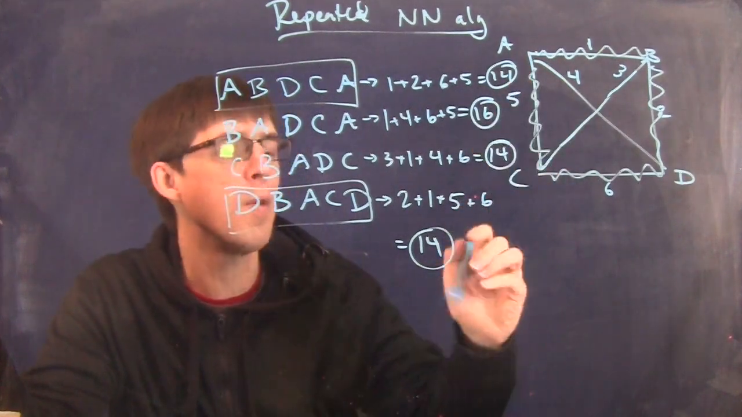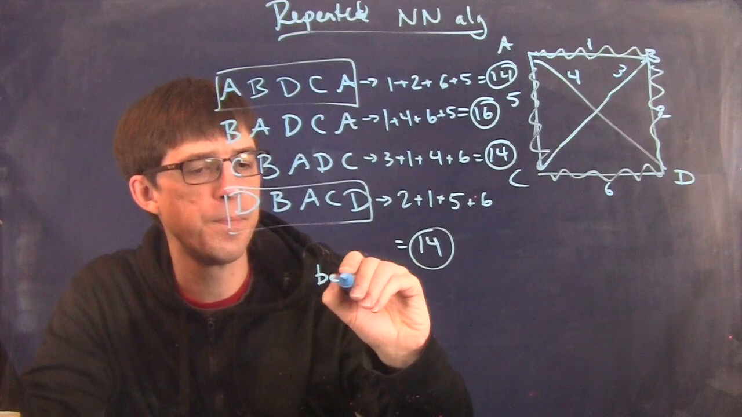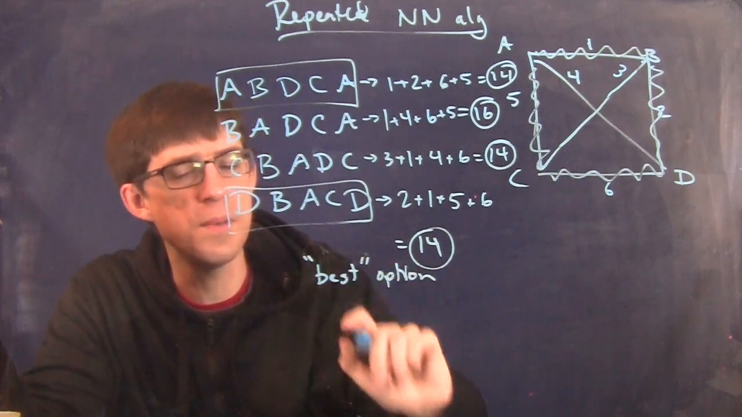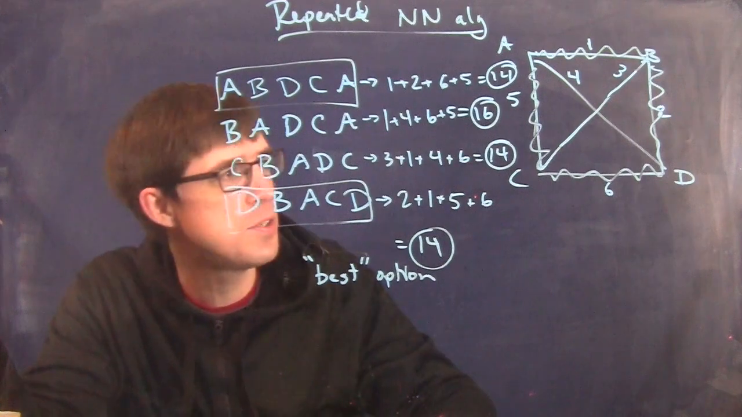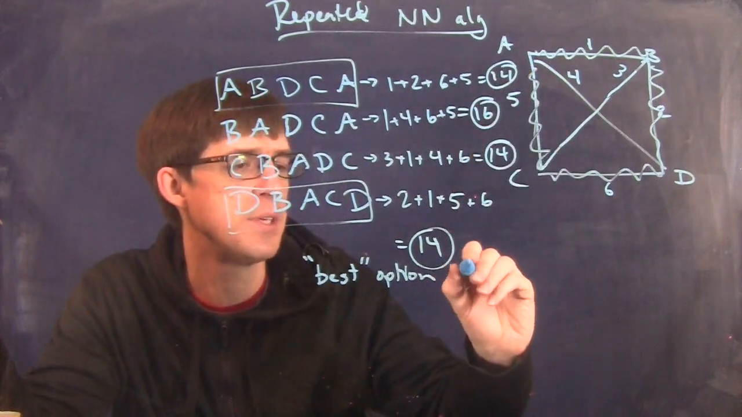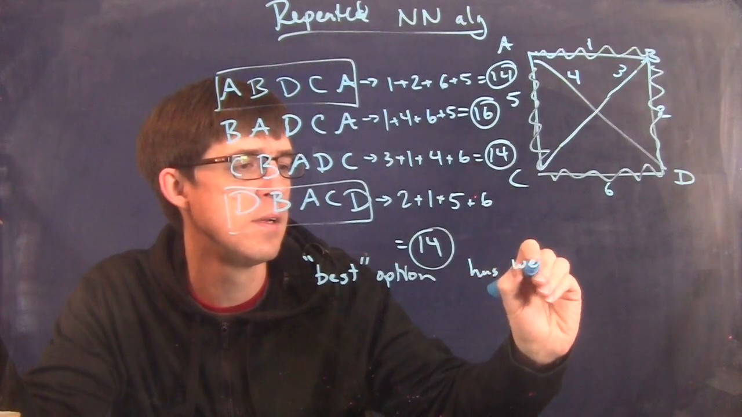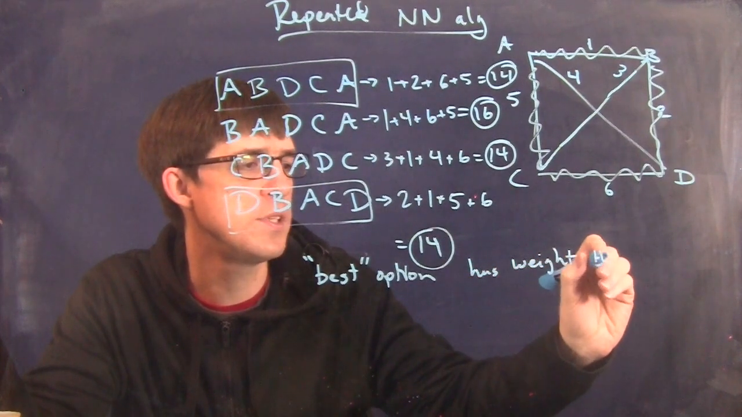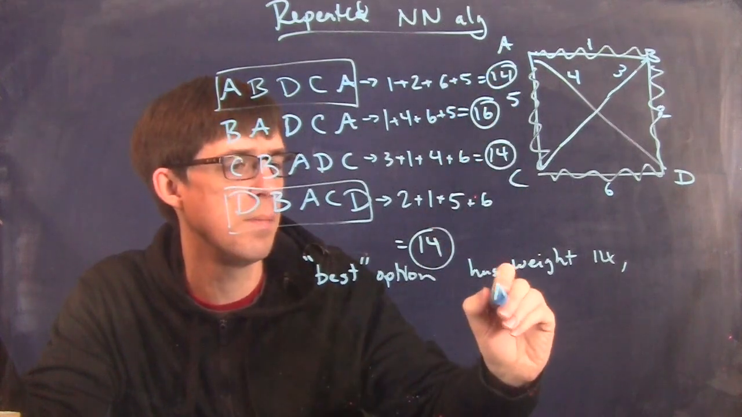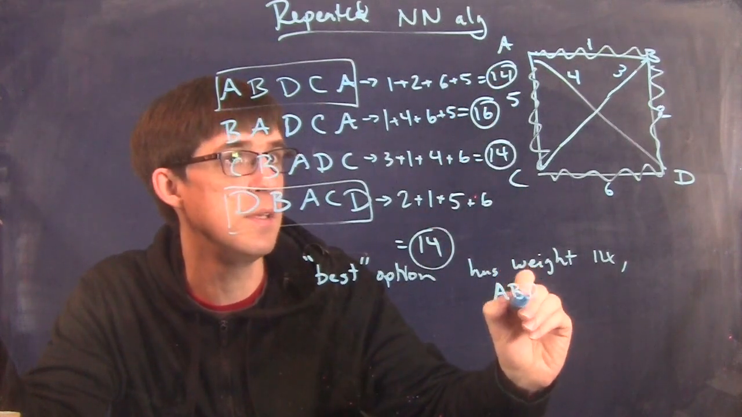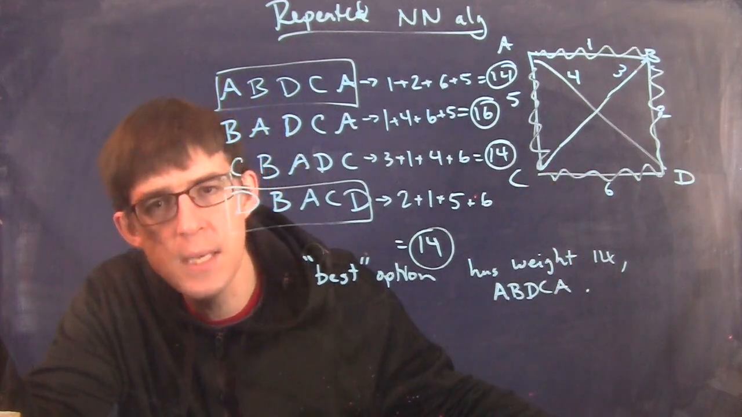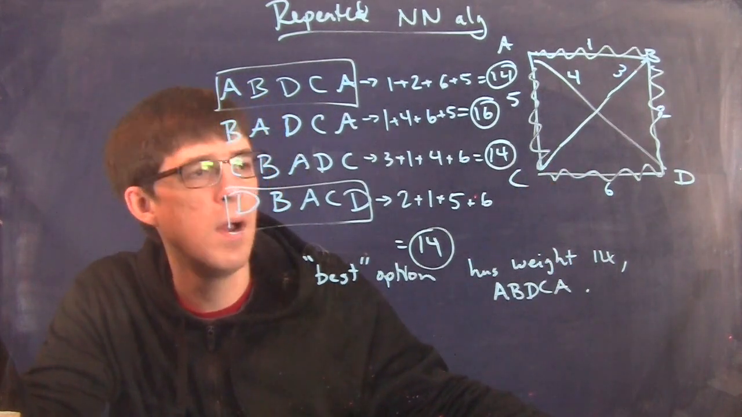So our best option, I'll say best in quotes, it may not actually be the best solution to the traveling salesman problem, but of these alternatives, our best option has weight 14, and either one of these would be possible. I'll just write the first one, A, B, D, C, A. All right, this is the repeated nearest neighbor algorithm.